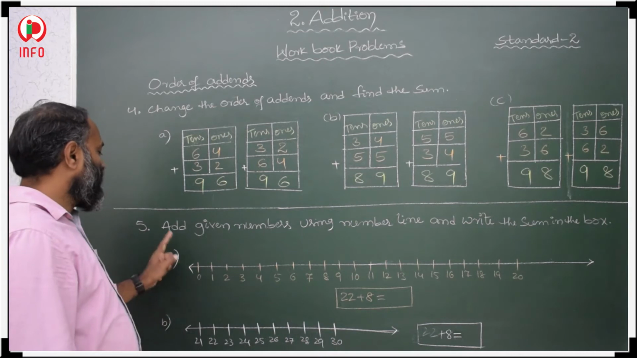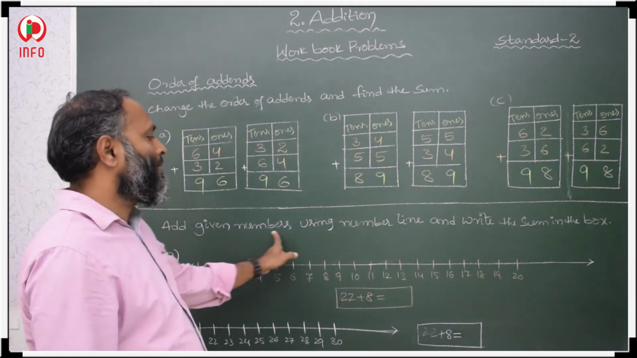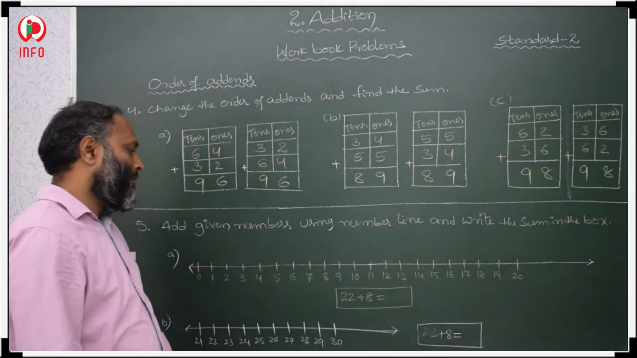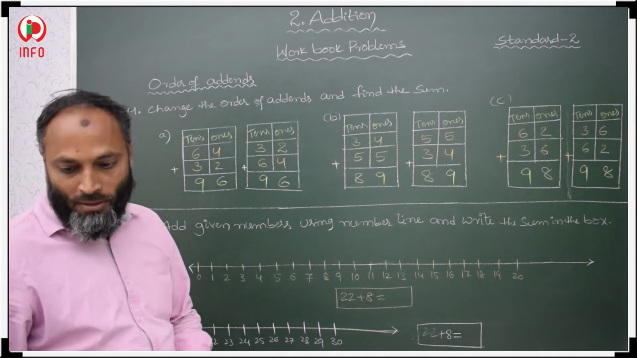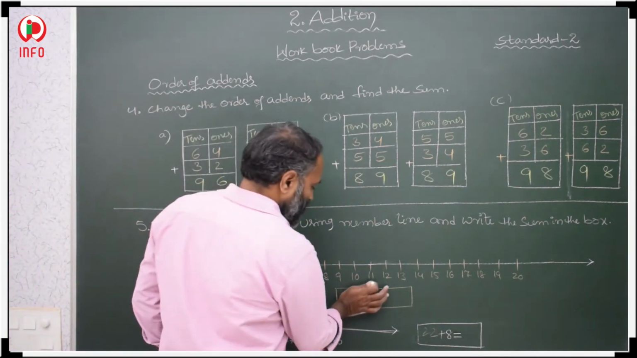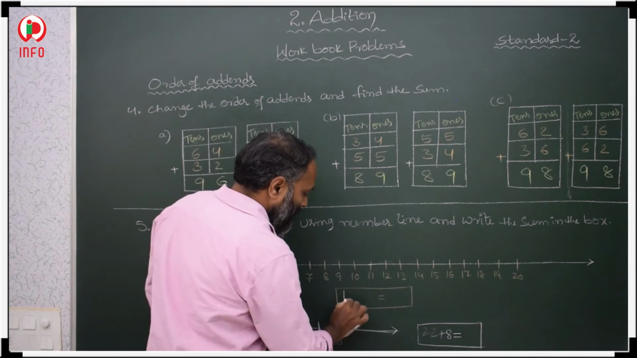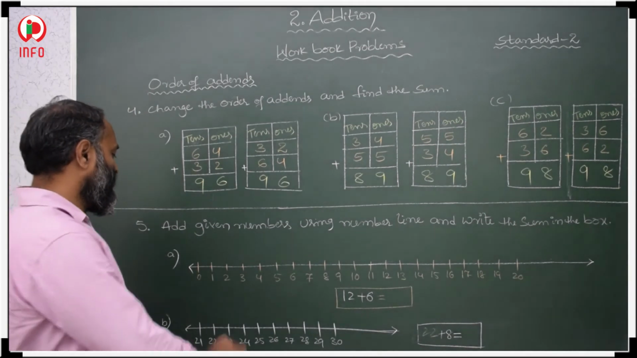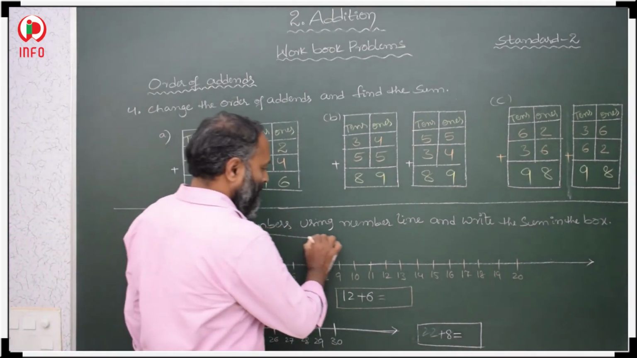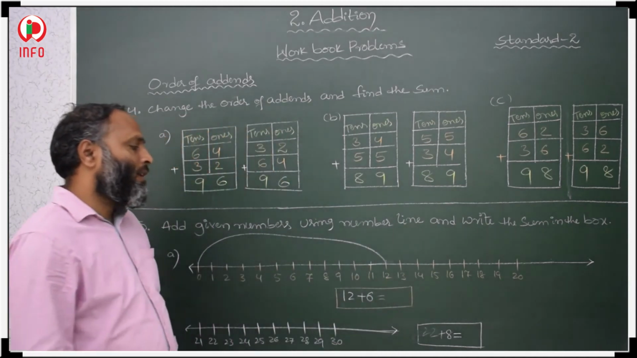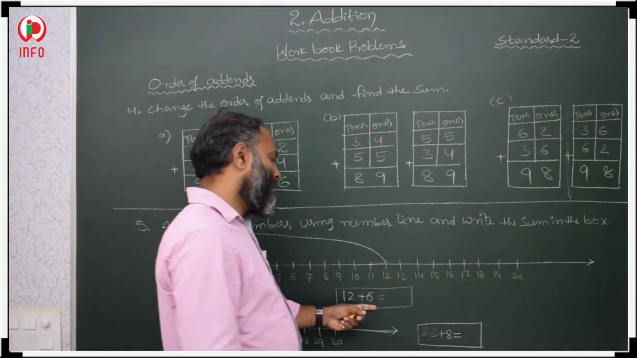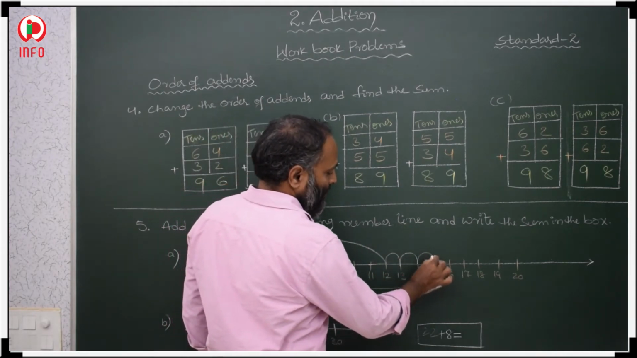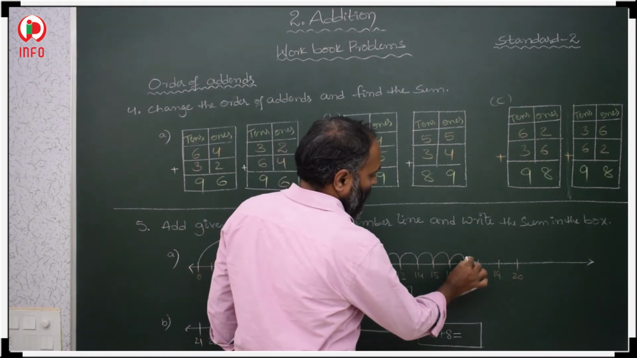Then in the next, fifth question, add the given numbers using the number line and write the sum in the box. In the first question, it is given 12 plus 6. We have to add 12 plus 6 on the number line. Where is 12? From 0 to 12 we have to move. And then after that, 6 places forward: 1, 2, 3, 4, 5, 6.